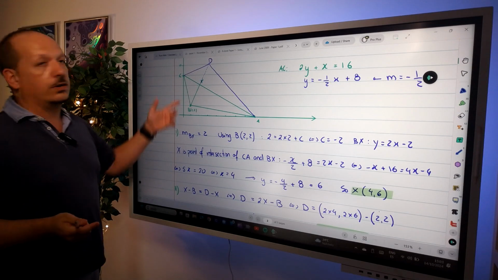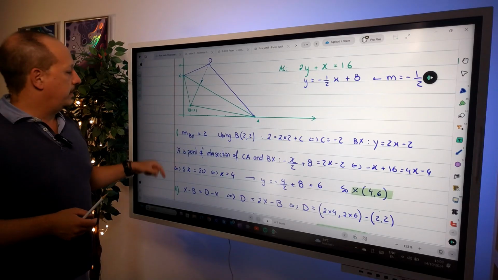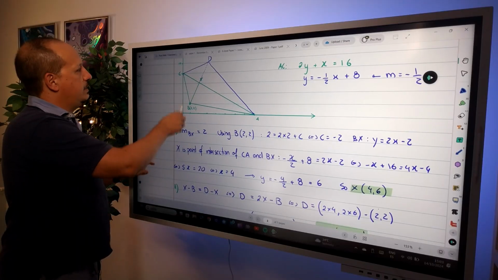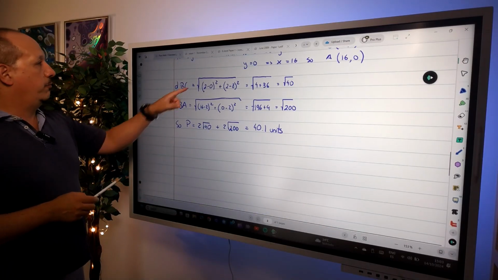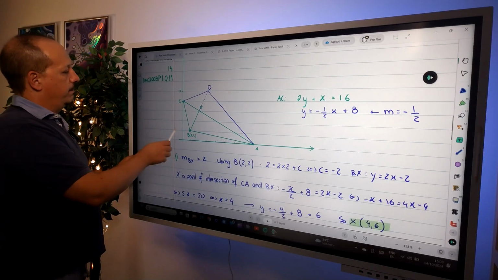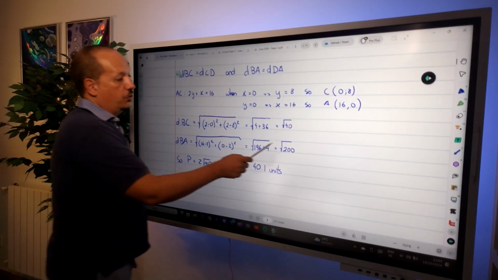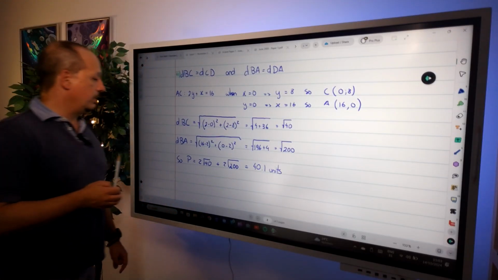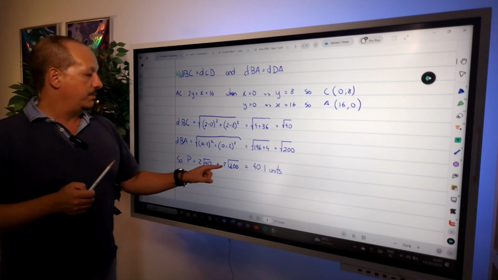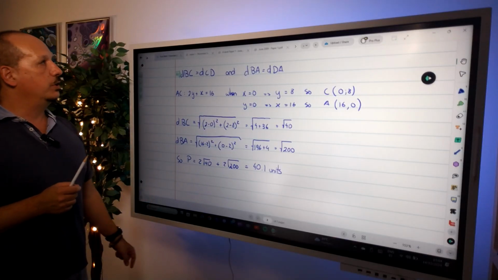Now that we know the coordinates of the points, which we didn't until now, we can get these distances very easily by just applying the formula. So BC over here, just apply the formula and you'll get this value, square root of 40. Distance BA over here, just apply the formula for points B and A and you'll get this value, square root of 200. So the perimeter is going to be 2 times this plus 2 times this. Plug in on a calculator, correct to 3 significant figures, the value is 40.1.